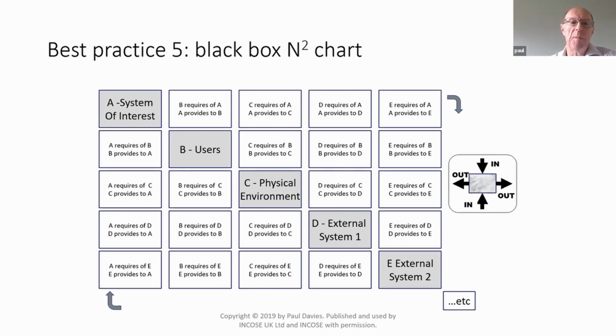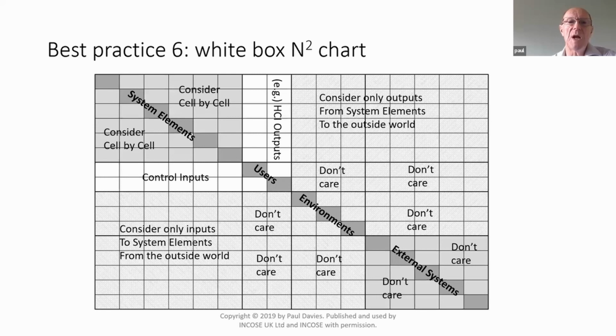Right. Then best practice 6 is extending that to do a white box n-squared chart, where we put a candidate decomposition of our system into its constituent elements, then look at the content of all of the interfaces between those system elements in the top left-hand corner, and also the mapping of how that works in implementing the system level interfaces to the outside world, implemented by our lower level system elements.